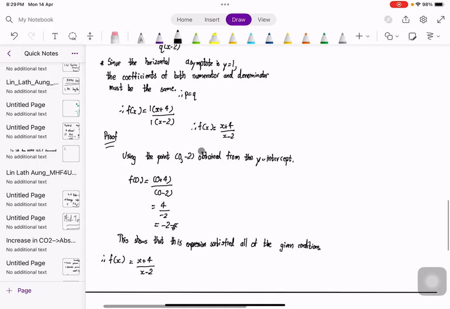So the points obtained, of course, we have to prove it. Here I use one coordinate, I put it here, and f of here is equal to minus 2, which equals this coordinate. So this expression satisfies all of the given conditions, and the equation of f of x for this type of question would be x plus 4 over x minus 2.